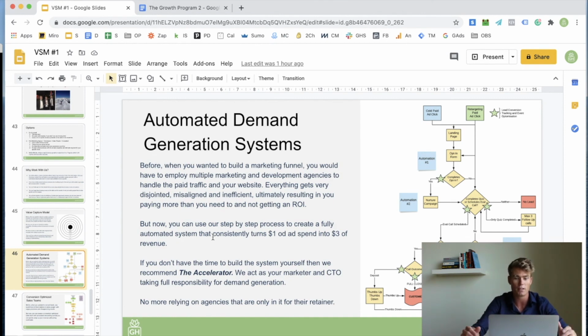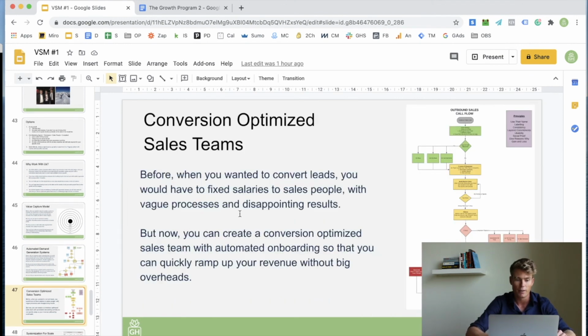We'll act as your marketer, we can act as your CTO, and we'll take full responsibility, okay? No more relying on agencies that are only in it for their retainer. Next up, you're going to get conversion optimized sales teams.